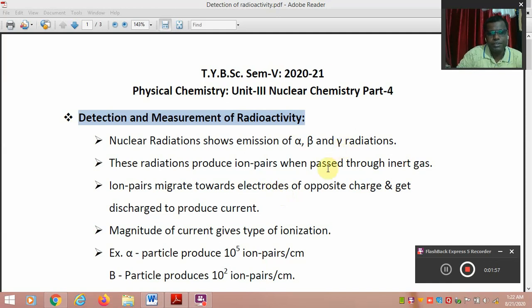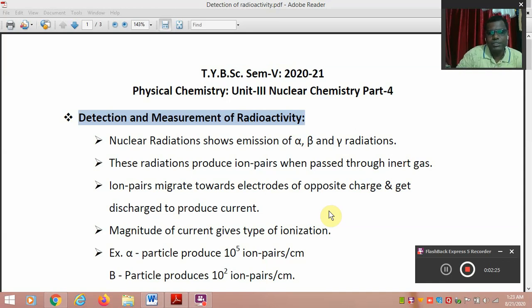Dear friends, as we all know, the nuclear radiations which are emitted by any radio element are of different types like alpha, beta and gamma radiations, and based upon these radiations emitted by the radio element, there are different types of radioactive decay, that we call alpha decay, beta decay and gamma decay.